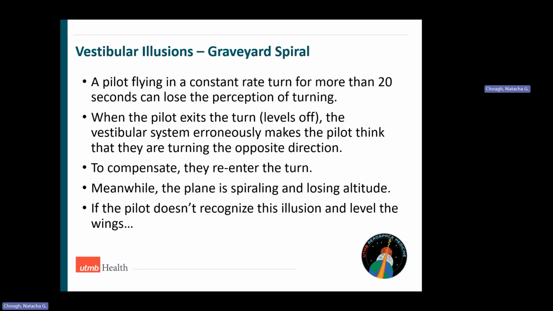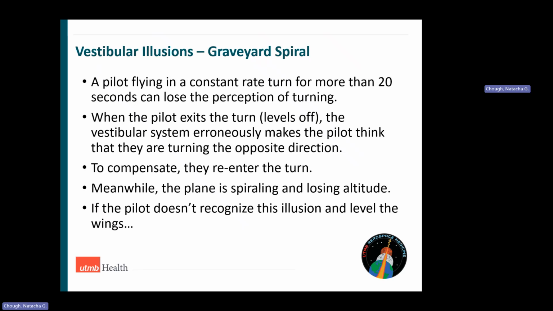So at a constant rate of turn, the vestibular system will essentially reset, and the pilot becomes unaware that they're still turning. When the pilot exits the turn, the vestibular system senses the change in direction and erroneously makes the pilot feel as though they are now turning in the opposite direction, instead of leveling off as they're actually doing. To compensate, the pilot re-enters the turn because this feels correct based on the vestibular inputs. Unfortunately, despite feeling correct, the plane is spiraling towards the ground.